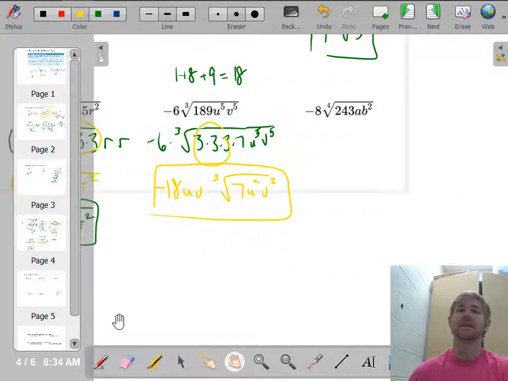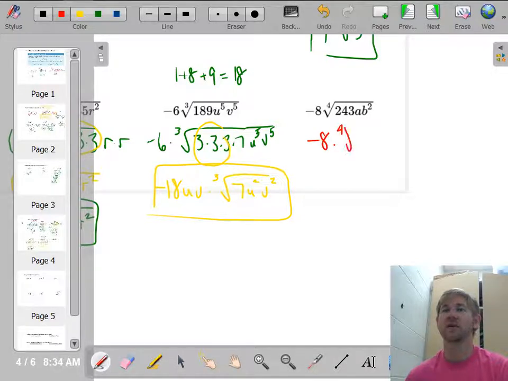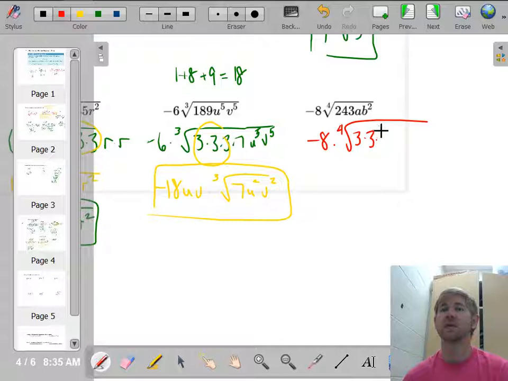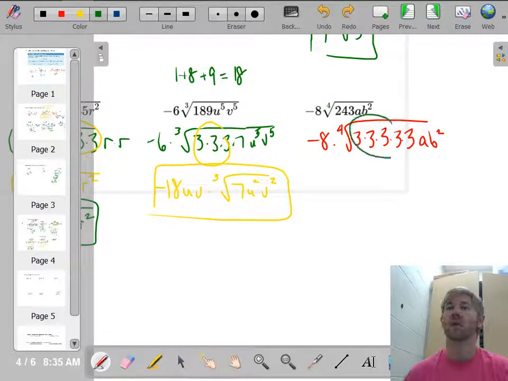One more like this. We'll do negative 8 on the outside, and now we're doing the fourth root of 243. I think that's 3 to the 5th. Yeah, okay, so 3 to the 5th. So this is 1, 2, 3, 4, 5 3's, a, b squared. Now remember, this is a fourth root, so we're looking for sets of 4. We got one. So for every 4 underneath, 1 makes it out. There's already a negative 8 out there, so that's going to be negative 24.